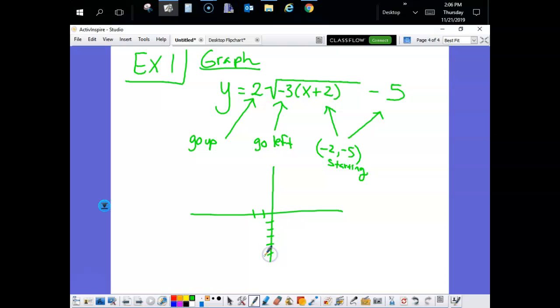How is it 2 negative? You change the sign. Yeah, do you not pay attention?